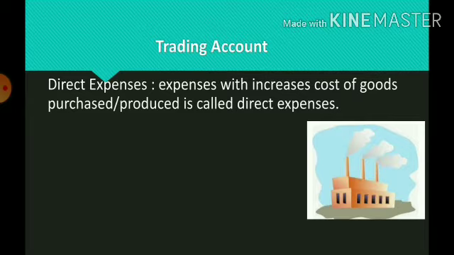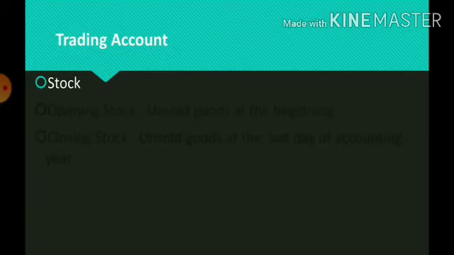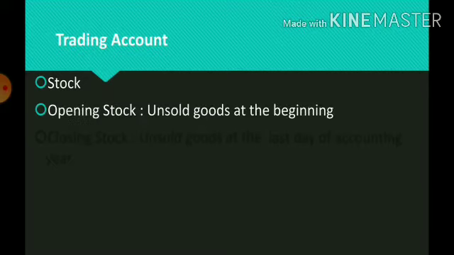So all factory expenses like wages, royalty, power and fuel, octroi, custom duty, carriage inward, these all will increase our cost of goods. So for production activity, whatever we are spending directly, it is called as direct expenses. In trading account, we are going to record all the things related to goods. So that is stock.